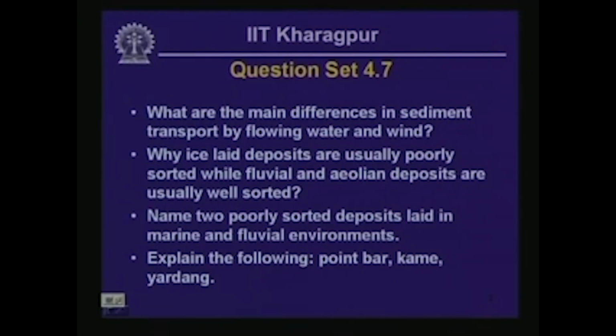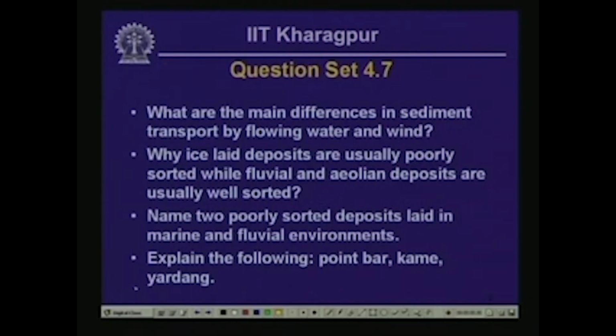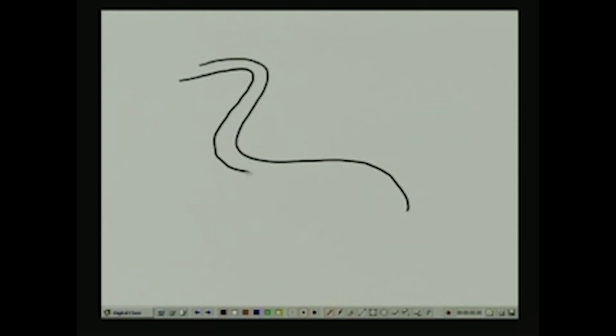The fourth question actually involves explanation of a few terms. The first one was point bar. In this case, it is basically a fluvial deposit, and let us consider a meandering stream. The meandering stream is going like this, and say this is the flow direction.